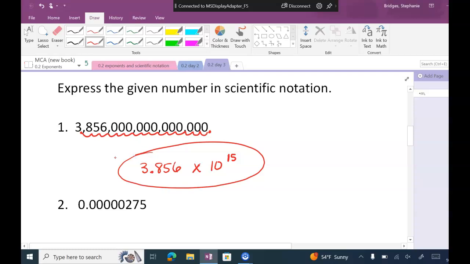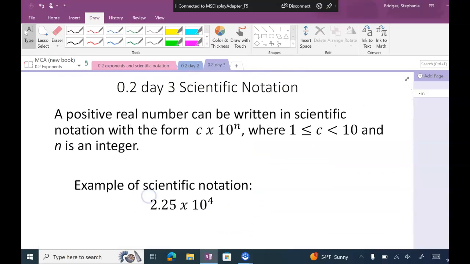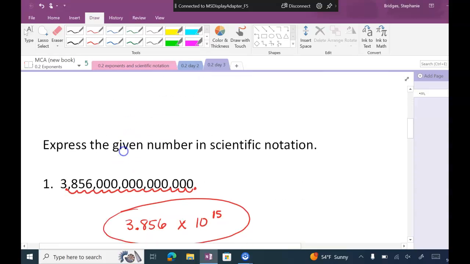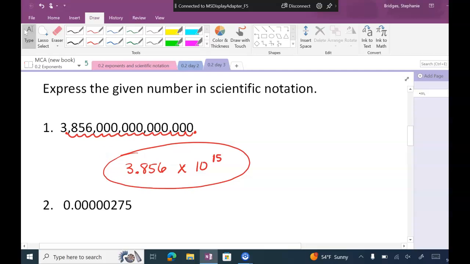That's just part of, if you remember right here, because multiplying or dividing by 10 is just moving the decimal. So that's why we use 10. Is everybody okay with that one? All right, let's try number 2 then.